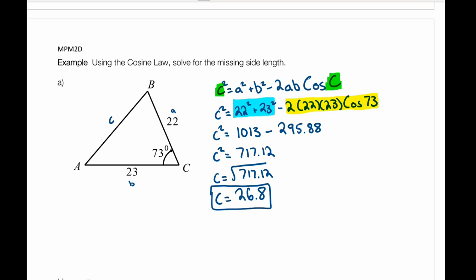So that means that c is 26.8. And that's how you use the cosine law to find a missing side length.